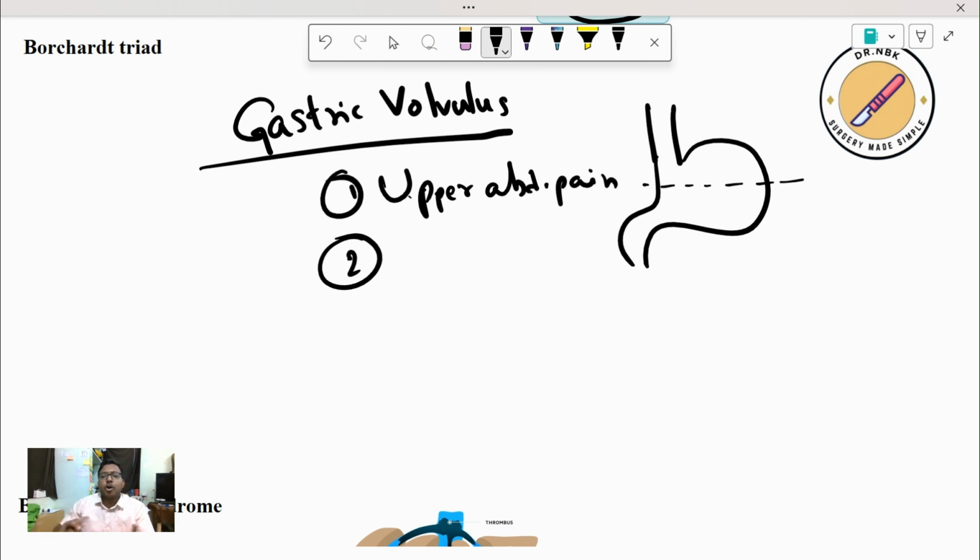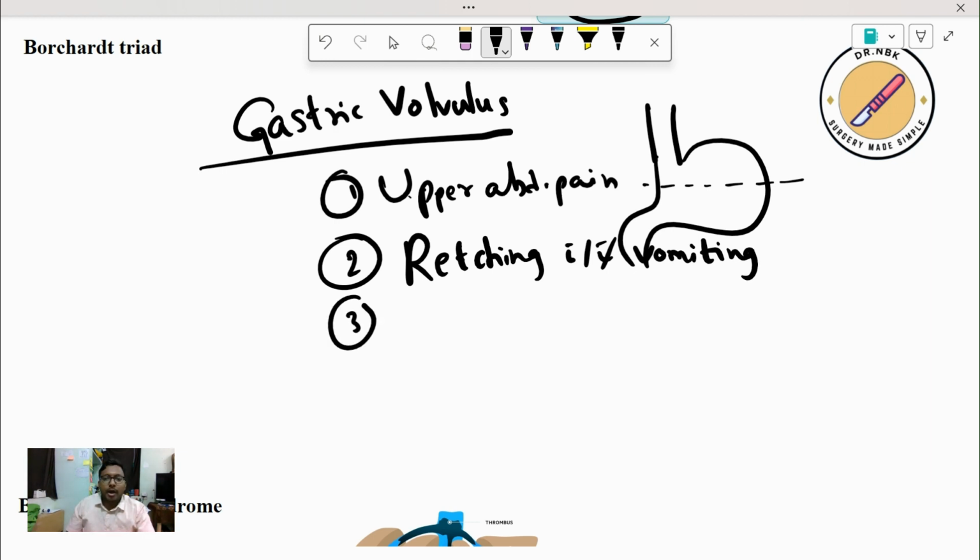Then, because the stomach is twisting upon itself, whatever contents are present proximal to that will try to come out, right? And there will be severe retching with or without vomiting. Usually there will be vomiting present. Then when you try to insert a Ryle's tube, obviously because you are having an obstruction or the stomach has twisted upon itself, you are not able to pass the Ryle's tube. Okay, so it is nothing but your inability to pass Ryle's tube.